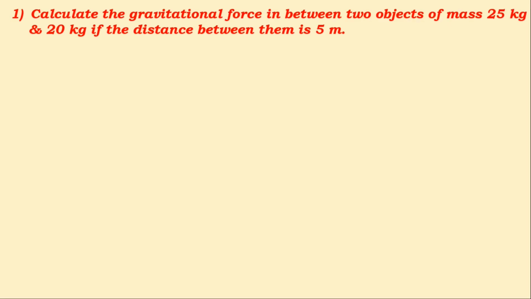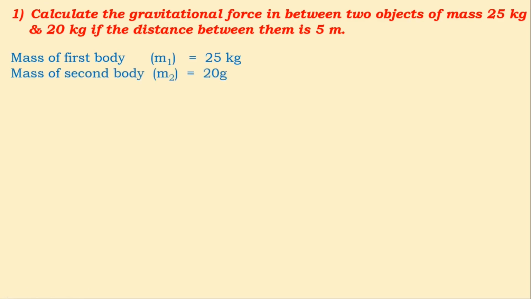For this, we first have to write the information given in the numerical problem. Masses of two bodies are given. One of them is 25 kg, so the mass of the first body, represented by m1, equals 25 kg. There is another mass of 20 kg, so the mass of the second body, m2, equals 20 kg. They are separated by a distance of 5 meters, so distance d equals 5 meters. Gravitational force is asked in the question. Gravitational force is equal to what?